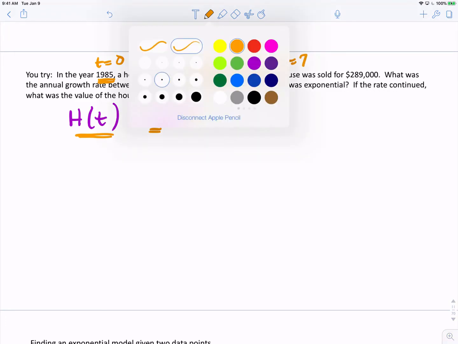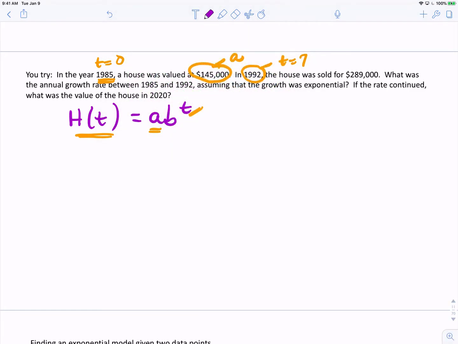All right, so let's go ahead and plug those values in. I'll get you started, and then I'm going to have you finish it off. So for the value of the house, instead of carrying all the zeros, let's say our units are going to be in $1,000. So 289 is equal to 145 times b to the 7th. Why don't you go ahead and solve that for b, and then once you have that, see if you can answer the second part of the question. What is the value of the house in the year 2020?